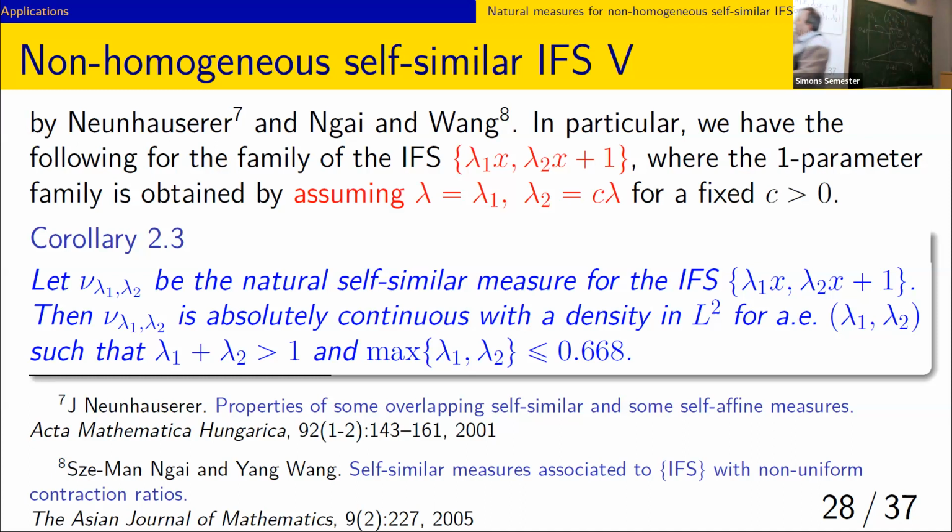And what we can say is that this behaves well. That is, on this parameter domain, whenever lambda 1 plus lambda 2 is bigger than 1, then this push forward measure, this natural measure, is absolutely continuous for almost all values of lambda 1, lambda 2. So with this theorem, even for the self-singular case, we could say something new.